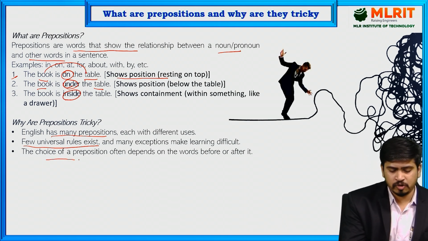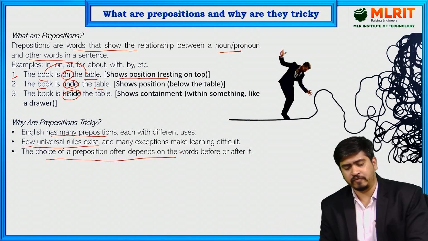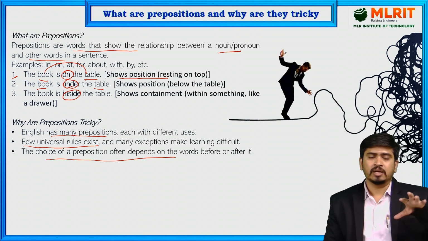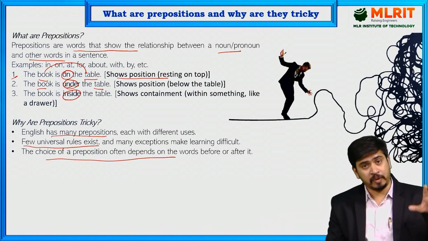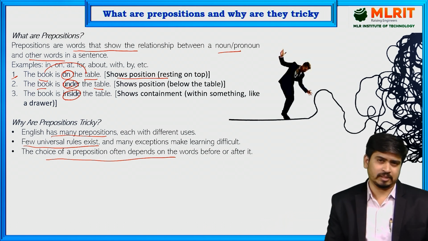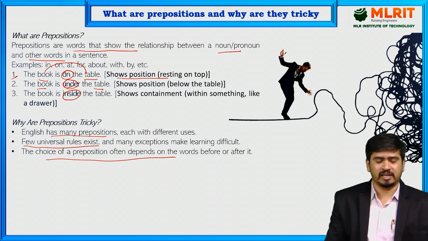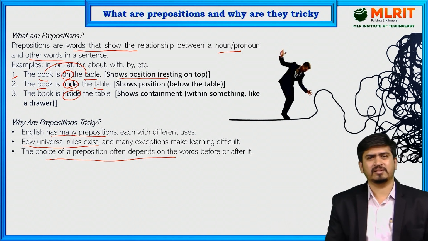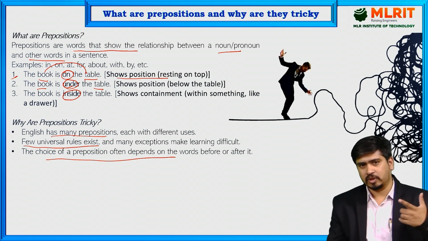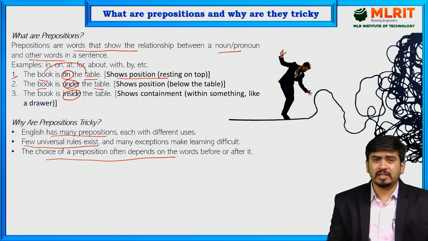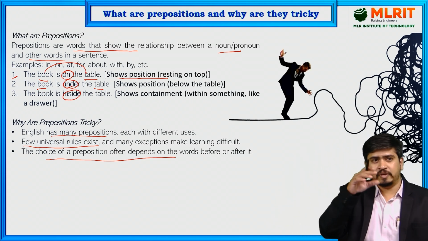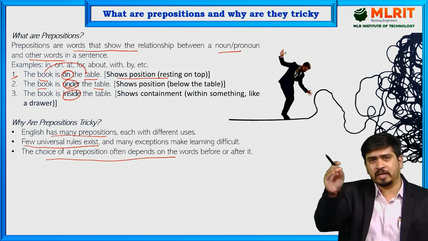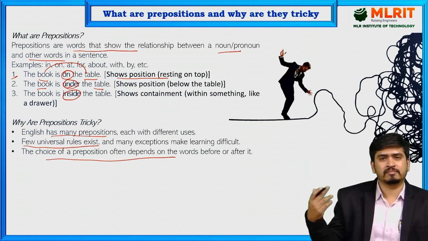And next, the choice of preposition often depends on the words before or after it. Many times, the verb which comes before it decides what preposition should be used along with it. So there are some combinations like that. Because of all these reasons, learning prepositions is tricky. Got it? Only by seeing examples, by getting exposed to various usages of prepositions, should we remember the usage of those particular prepositions. That is how we should learn prepositions.